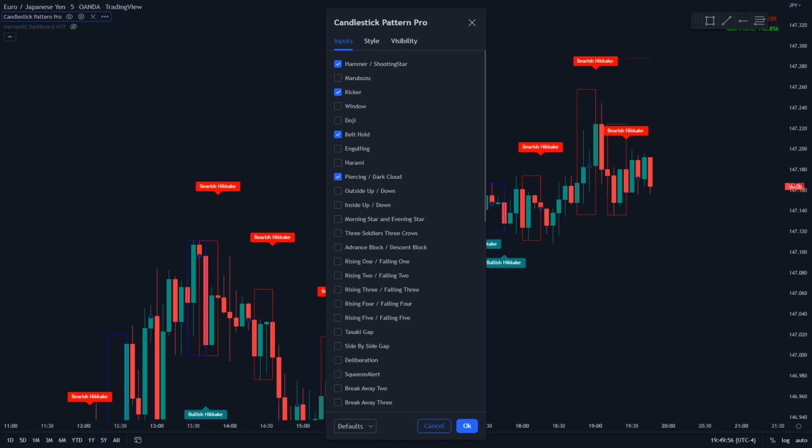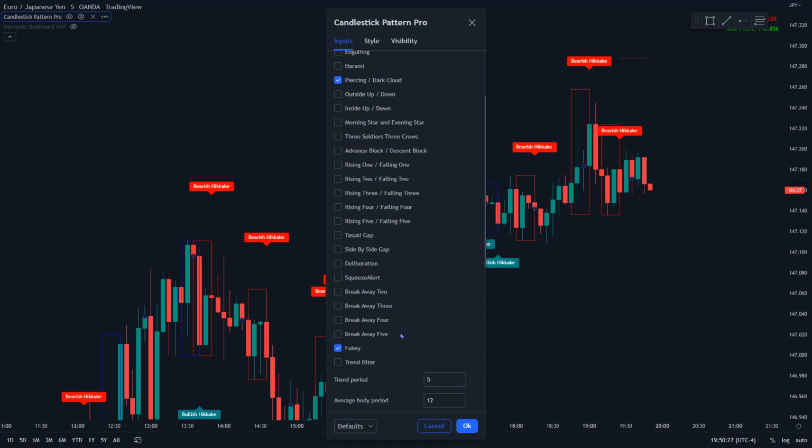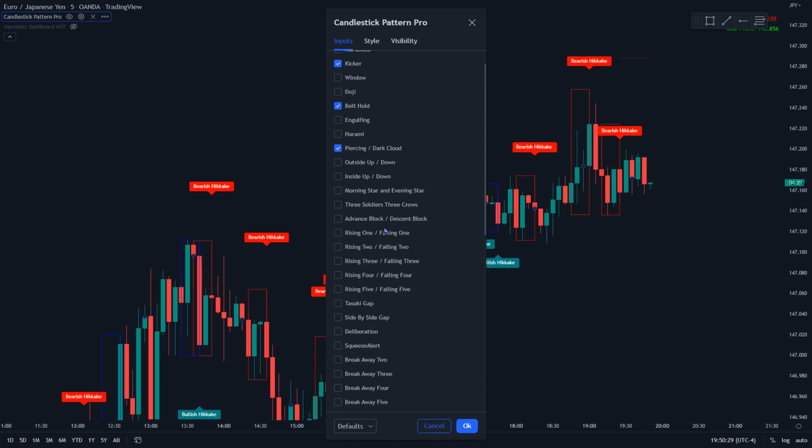For continuation, you're going to have the ones such as the rising 3, the falling 3, or of course, you've got the 4 and the 5 as well, where it's incorporating not just 3 candles, but 4 and 5. You've also got the Marubozu, the Tasuki gap, and the side-by-side gap. And for exhaustion, you have the advance block, descent block, squeeze alert, and deliberation. And there may be some other names that some of these go by.